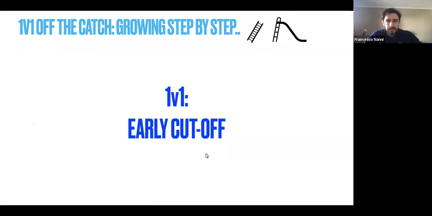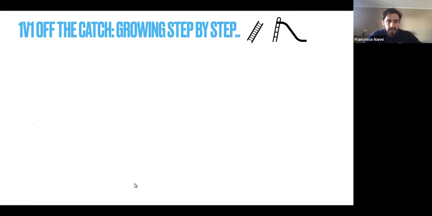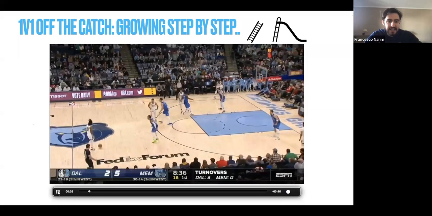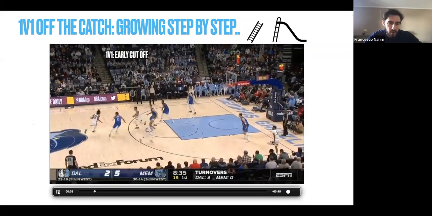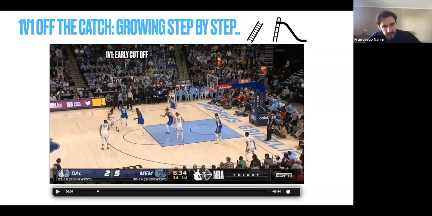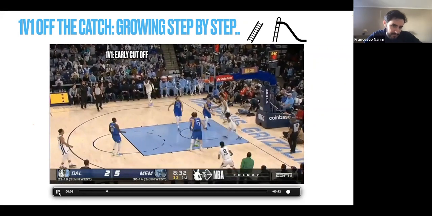This is early cutoff. What do we mean by this? Now the defense is cutting me off on the dribble, very far away from the basket. So see, he's trying to attack to the left. The defender tried to recover in front, and he changed hands on the dribble and attacks.